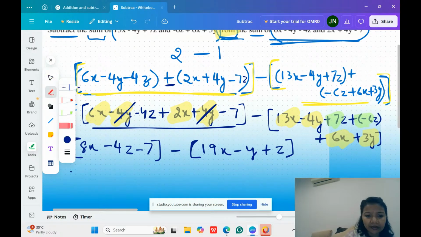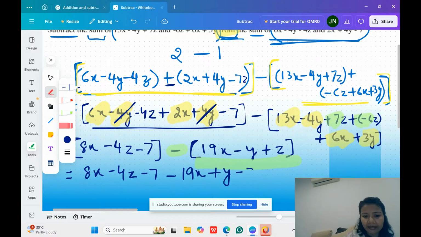Then we'll solve it further. अब यहाँ पर ये माइनस साइन है, so we will change all the signs inside. उसको ध्यान देना है. -7, then minus 19x. It will become plus y minus z. So it will be negative 11x.